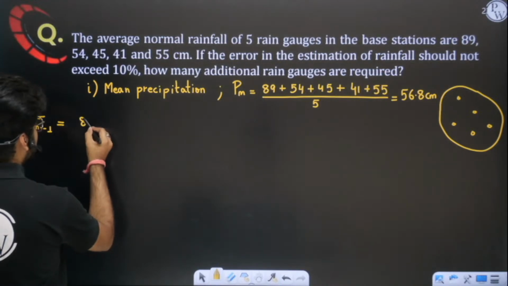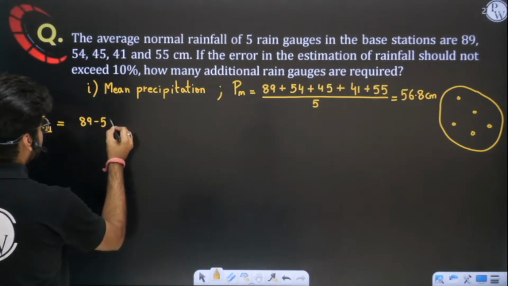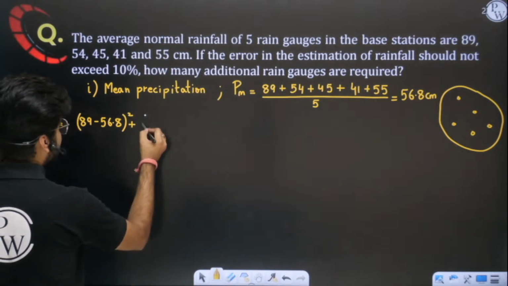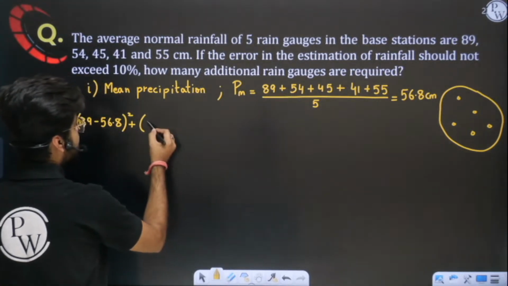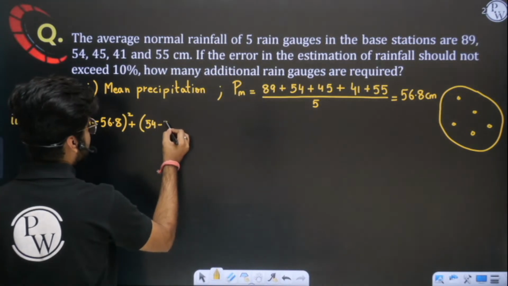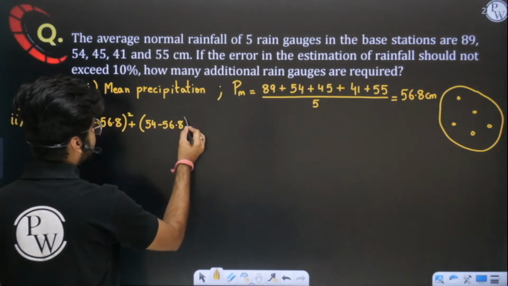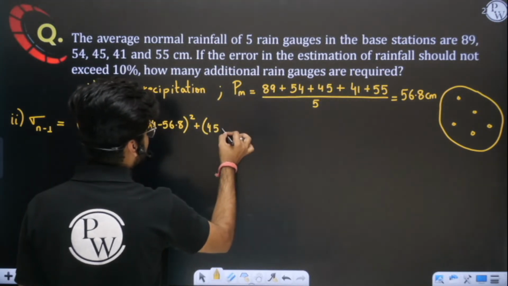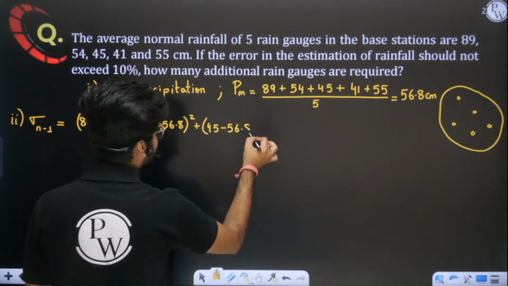89 minus 56.8, square it. Then 54 minus mean, again square it. Then 45 minus mean. See, you need to understand one thing here.